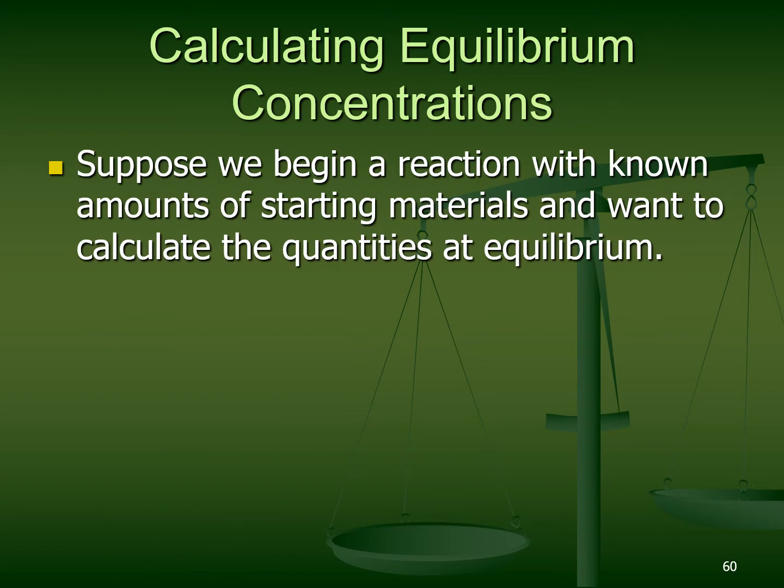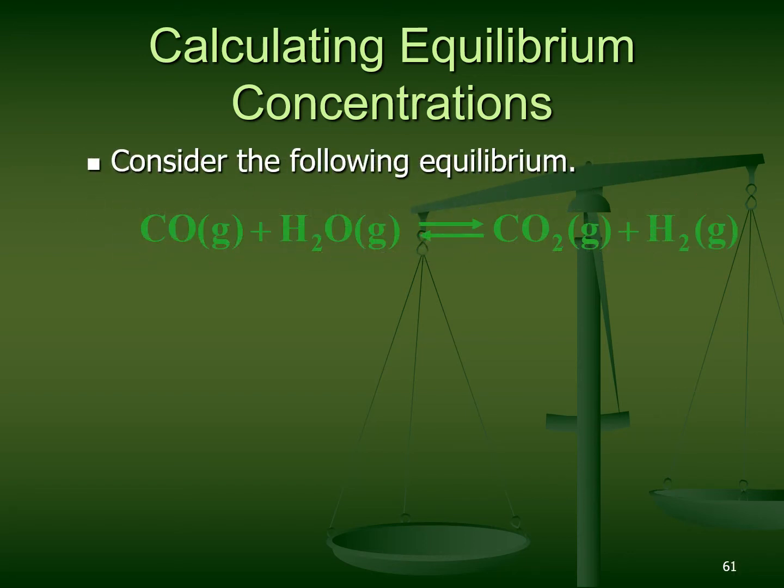All right, but what if we start a reaction with known amounts of starting materials, but we don't know anything else? We want to know what the quantities at equilibrium will be. So what we're going to do, going back to that ice chart, is use that ice chart to solve our problem. So let's look at this equilibrium. This one's a little bit different from the last one.